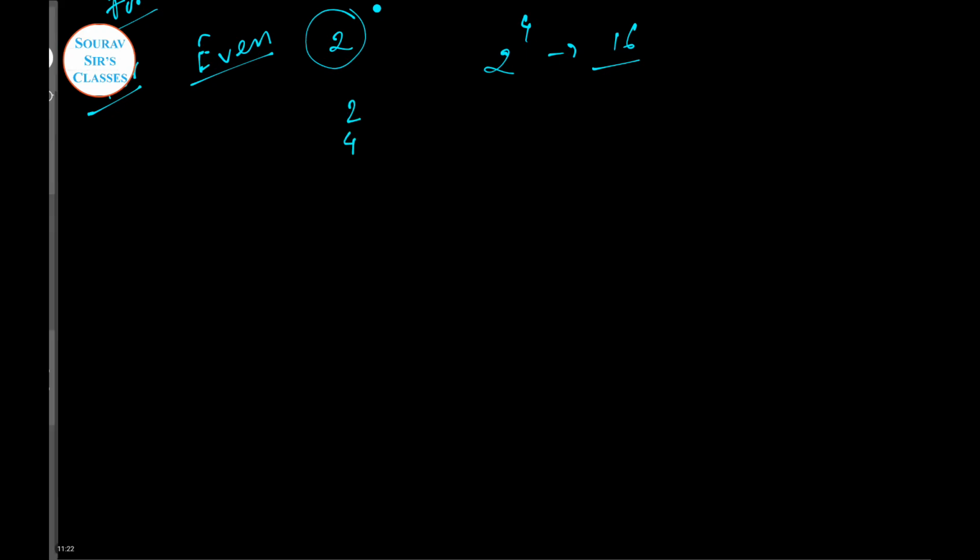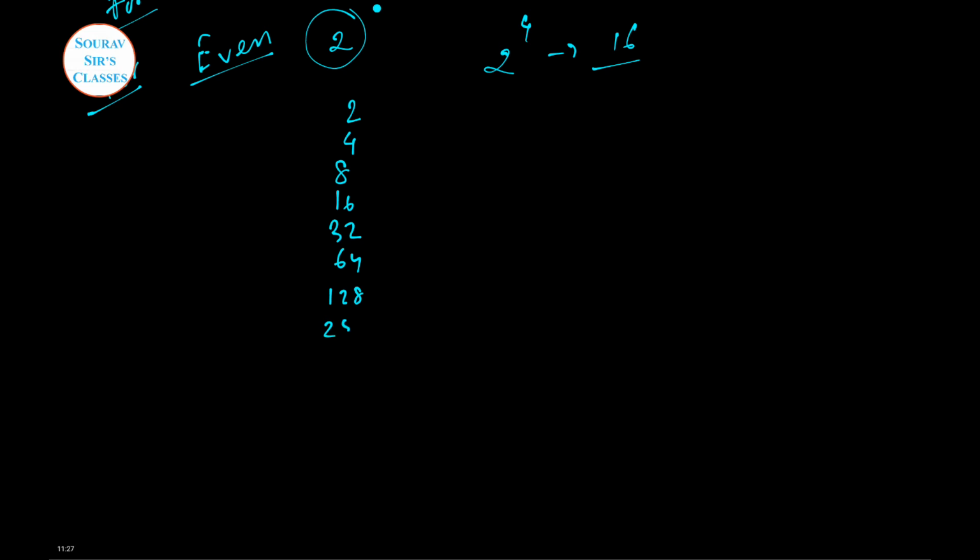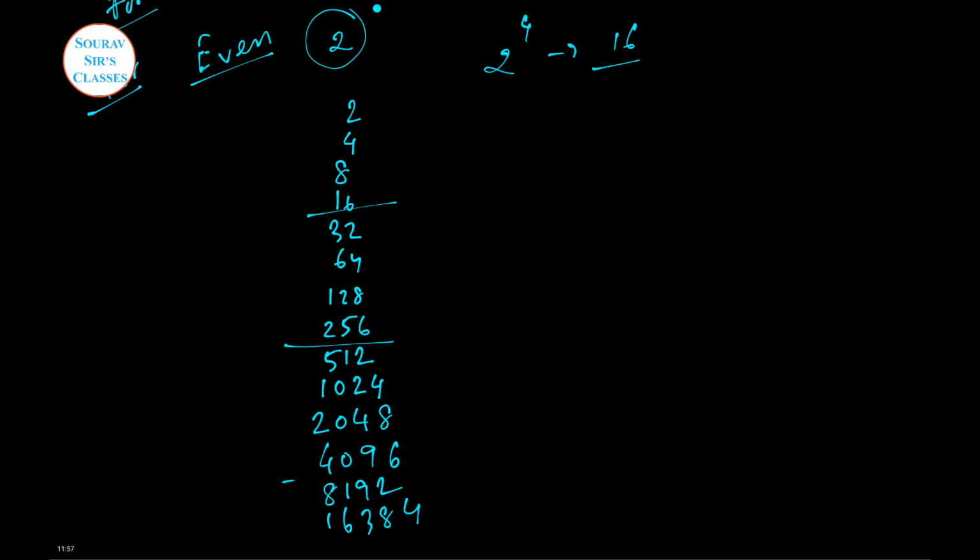2, then 2 square is 4, 8, 16, 32, 64, 128, 256, 512, 1024, 2048. 2048 is a good game also. Okay, must have played it. 4096 and 8192. 16,384. This pattern is going on and on. And see, the last digits 2486, 2486, 2486 and 2486 are going on.